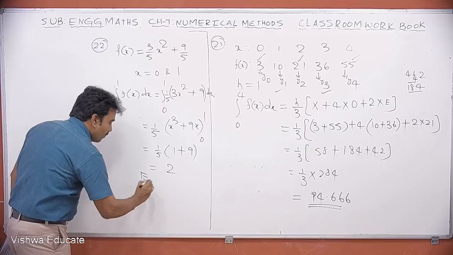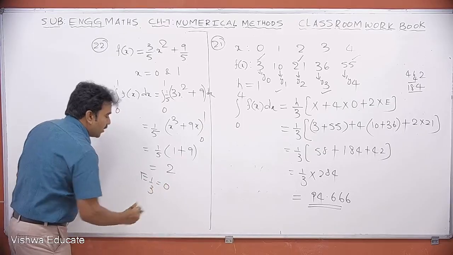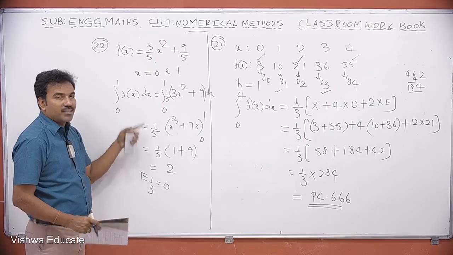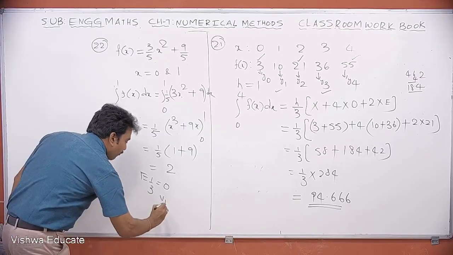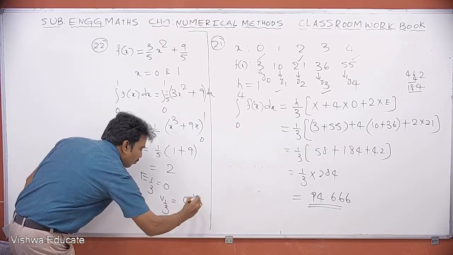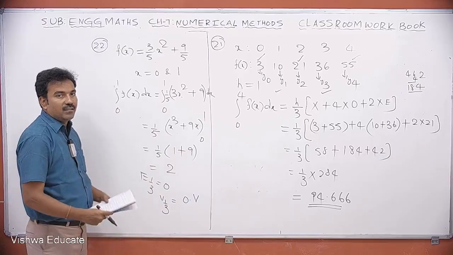Error will be 0. E1 by 3 will be 0. That means the original value must be the same as V1 by 3. So therefore, V1 by 3 must be equal to the original value. Okay, note this.